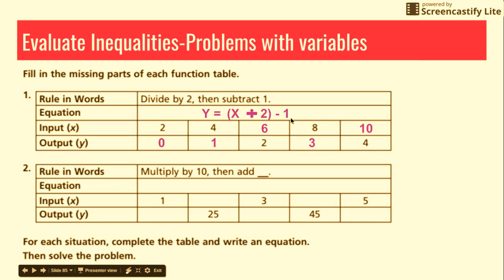Now, if we look at the next table, it gives us the rule again, but it only gives us half of it. It says you need to multiply by 10 and then add a certain amount, but it doesn't tell us what that amount is. So we need to look down here at our table and try to infer some things.